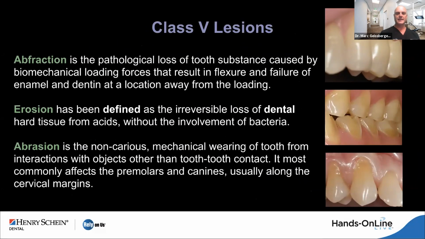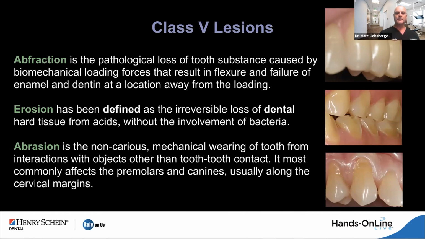Now, I want to give you just some heads up on how to look at these. We know abfraction is that pathological loss of tooth structure due to biomechanical load, often occurring on the opposite side of loading. And we see these all the time on the facial aspect of teeth when they're loaded on the lingual, forces brought to bear. And they have these very sharp appearances where the enamel's literally cleaved off the tooth. And that's different from erosive lesions that are really the irreversible loss of dental materials due to acids, which do not involve bacteria. And that's really the distinction between caries, which involves bacteria, and erosion, which does not.